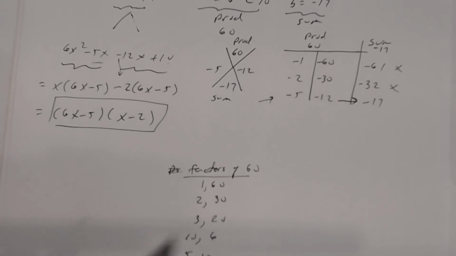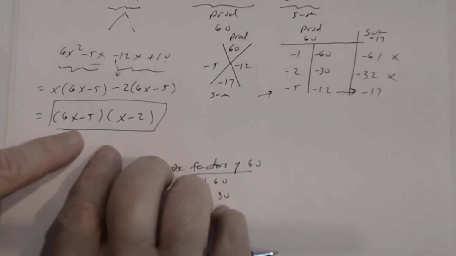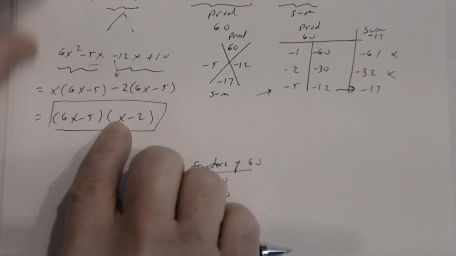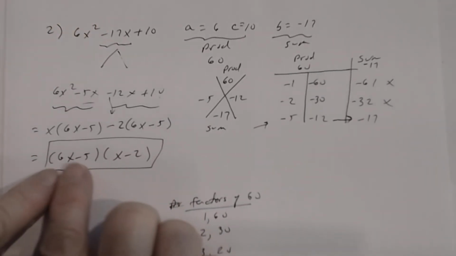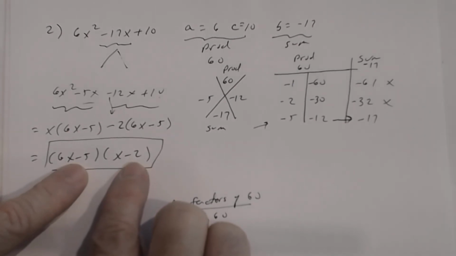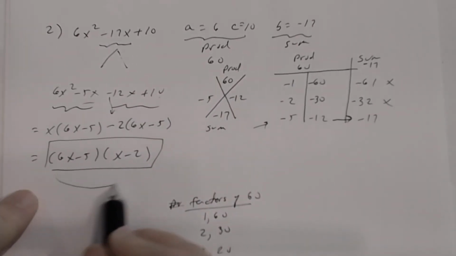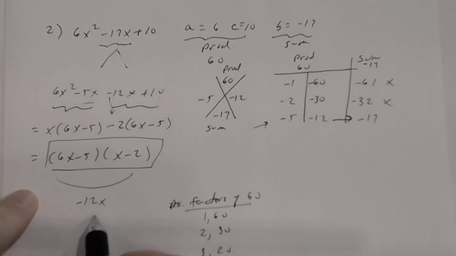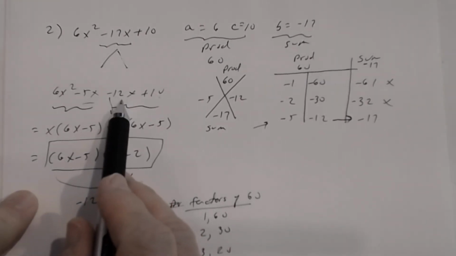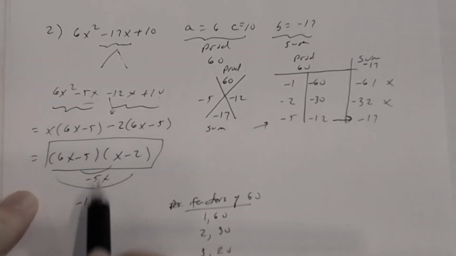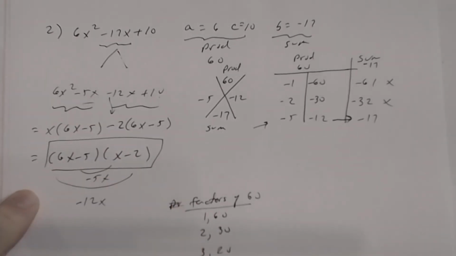And again, just verify. Just always double check before you move on. 6x times x is 6x squared. So that's what you wanted up here. Your last is negative 5 times negative 2, which is a positive 10. And notice that the outer is negative 12x, which you knew you had to have because that's what this is right here, right? And then your inner is negative 5x, which is this right here. So these two, when you do outer and inner, is just this 2 right here. And so it's going to be like that. All right, so there's your answer.